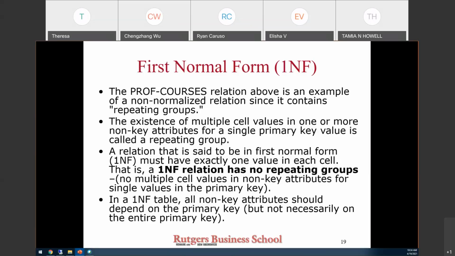A relation is said to be in the first normal form must have exactly one value in each cell. That is, a first normal form table has no repeating groups or no multiple cell values in non-key attributes for a single value in the primary key.